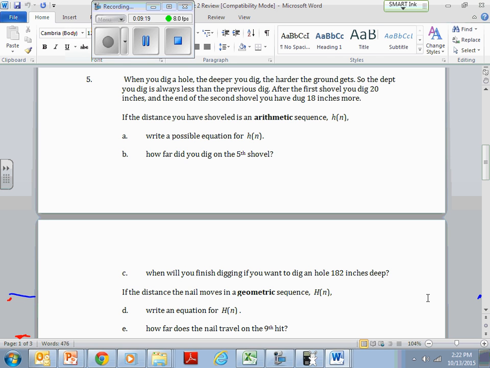After the first shovel, you dig 20 inches. At the circle, 20 inches.